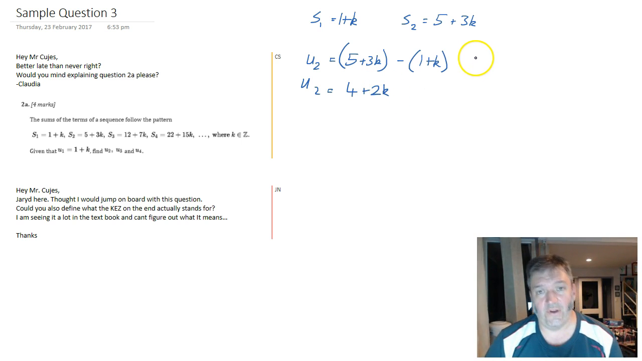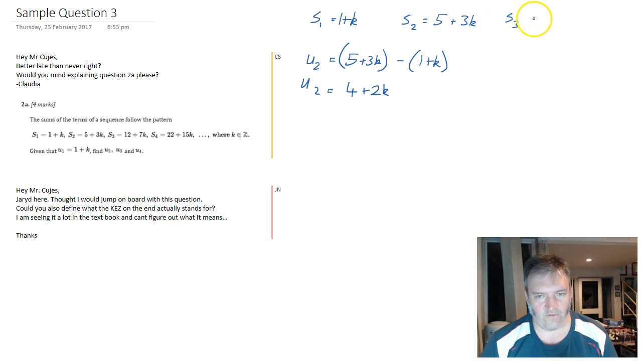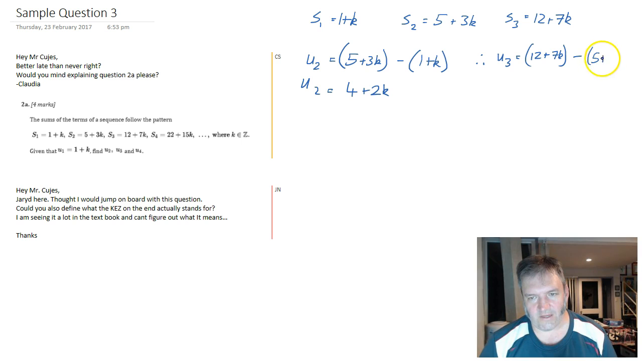If I want to find the third term, the sum after adding all three of them together is 12 plus 7k, so we've got that written over there. Therefore, the third term must be the difference between adding all three terms together, 12 plus 7k, and adding just the first two terms together, which was 5 plus 3k. You can see how that works. Obviously, that's the sum of the first two. By the time I add on the third one, I end up with that. So the difference between them must have been how much I added on. So that's 7 plus 4k.